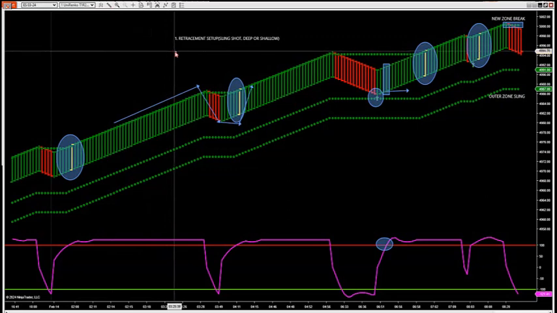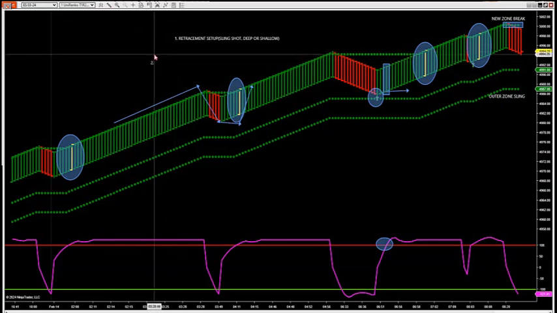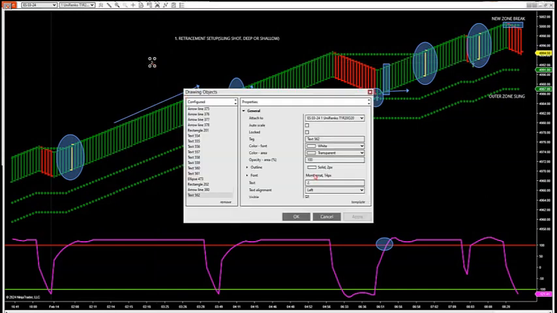So the second setup, they're going to stalk, and that's what we had 4 in a row here this morning. We had a lot of them yesterday too. This is called a zone breakout.